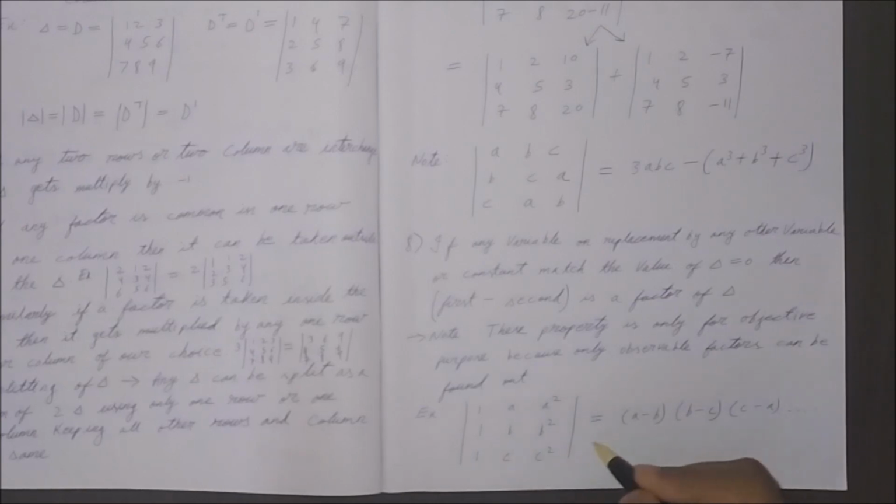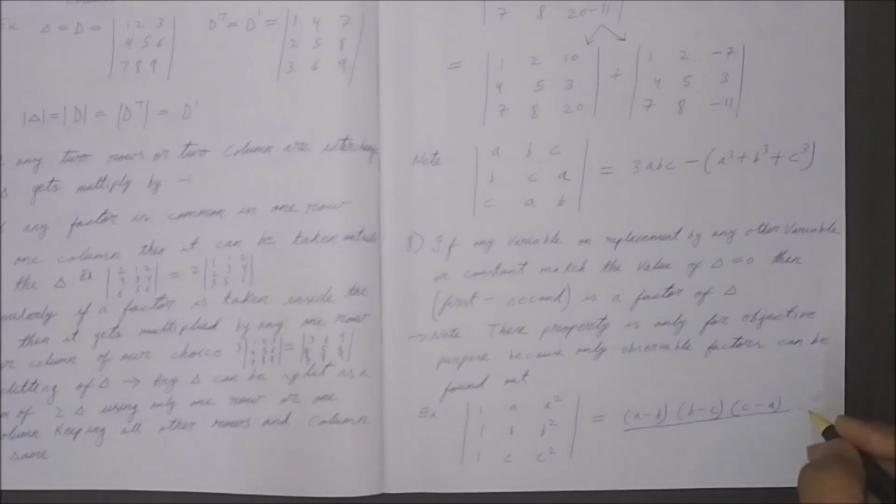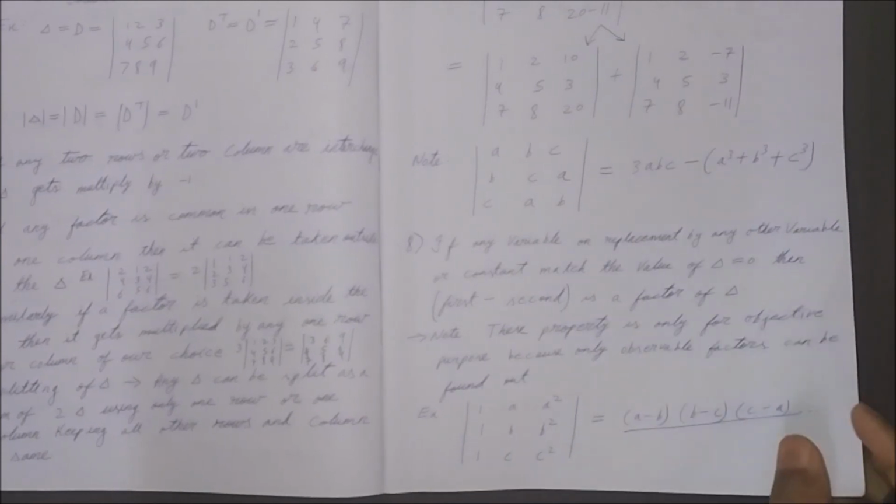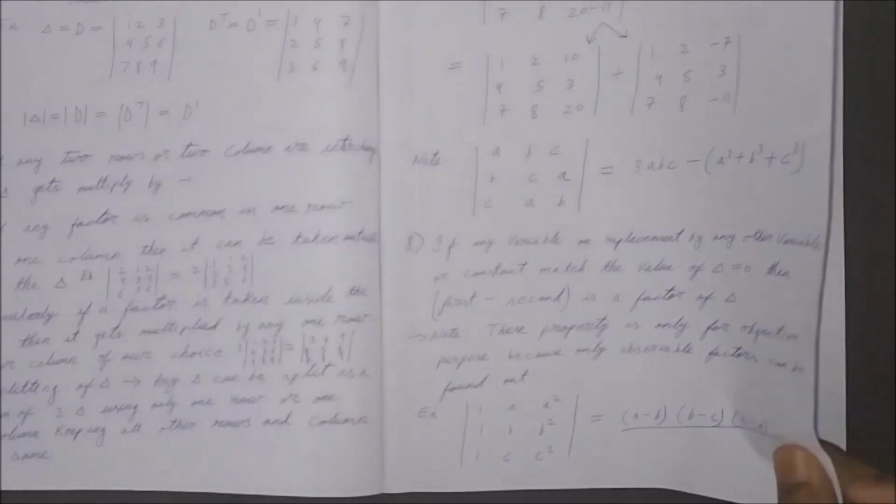Example: 1 a a square, 1 b b square, 1 c c square. So what are the factors which are observed here? a minus b is a factor, b minus c is a factor, and c minus a is a factor. So this is the observable factor. Many more are there, but we cannot observe that. So this is the common factor which we can take.